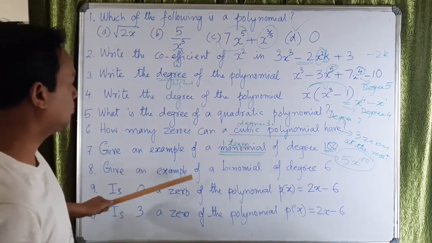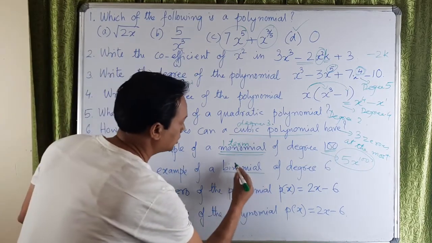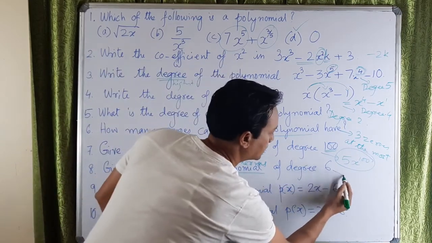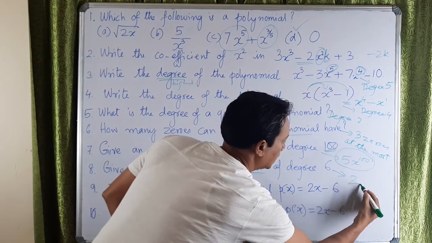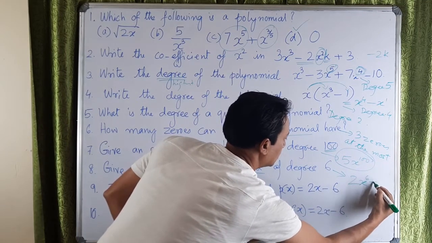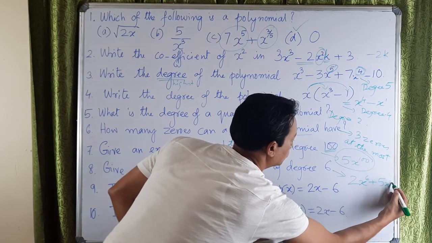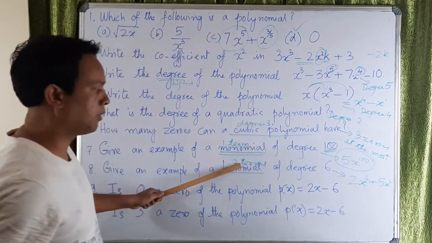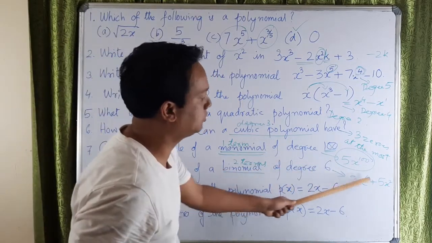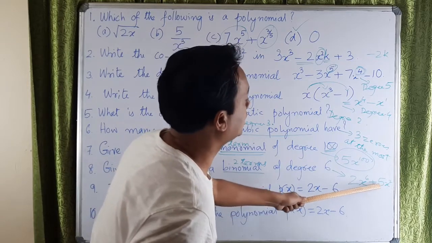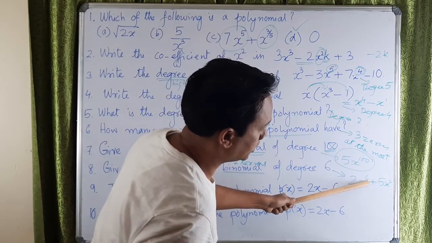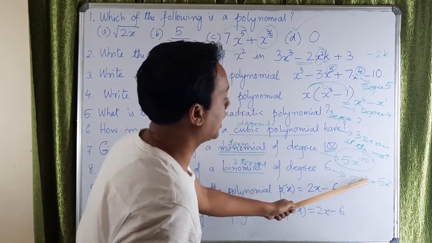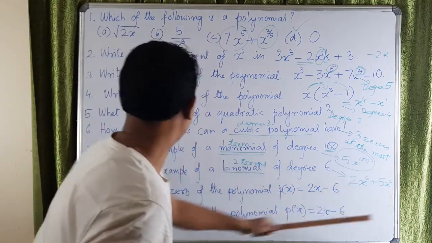Next question. Give an example of a binomial of degree 6. What is the meaning of binomial? Having two terms. It should be two terms and the degree should be 6. So you write any two terms, say 2x to the power 6 plus 5x square or whatever, but there should be only two terms, not more than two terms, because we need a binomial. The highest power should be 6. This number you can change, but don't change the power. You can write x square, x and anything below 6, but the highest power should be 6.